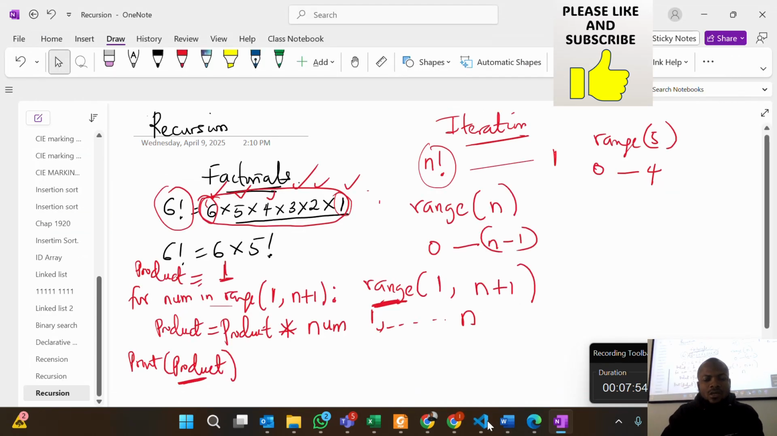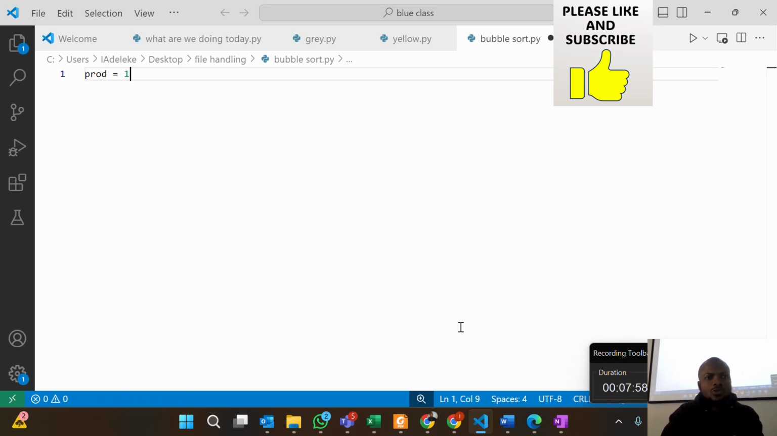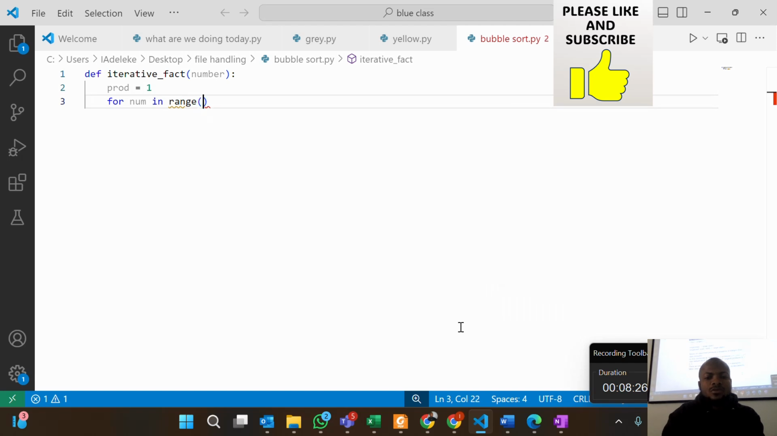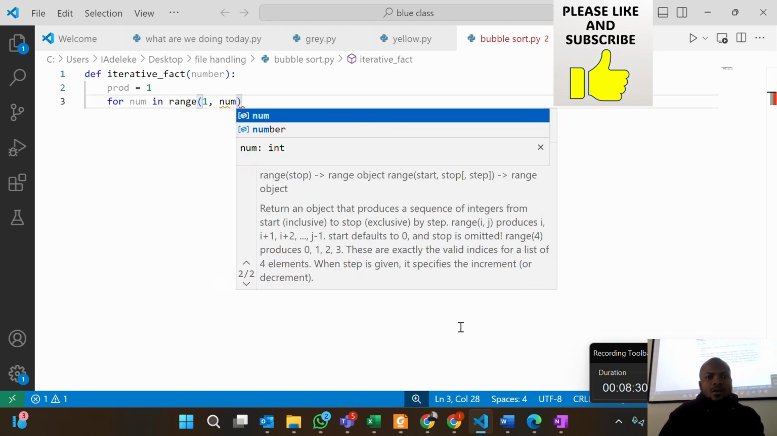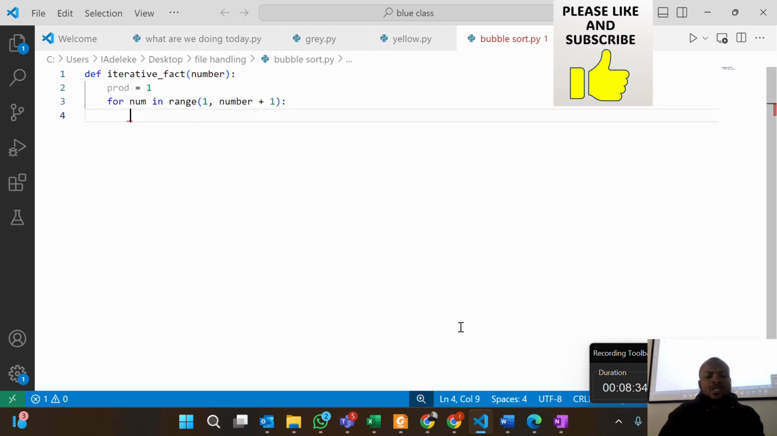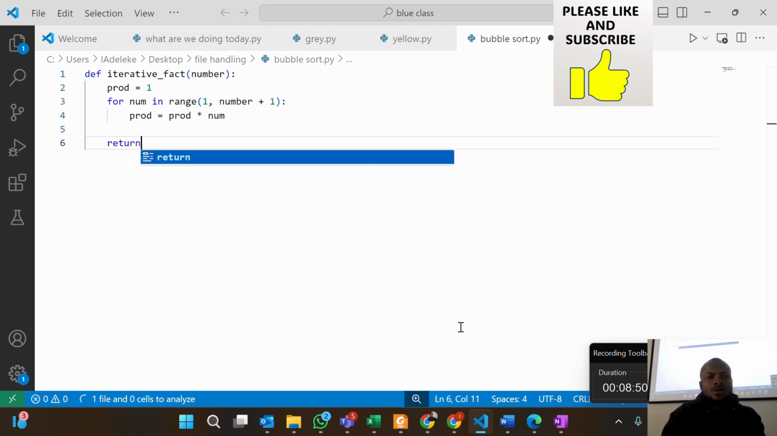So going back to Visual Studio Code, then write that product is equal to 1. Or let me use a function. So def iterative factorial, then number. Then write that product is equal to 1, right? Then I need for num in range of 1 to number plus 1, isn't it? Then I have this as what? Product is equal to product multiplied by num. Then when I'm done, I can return the product.